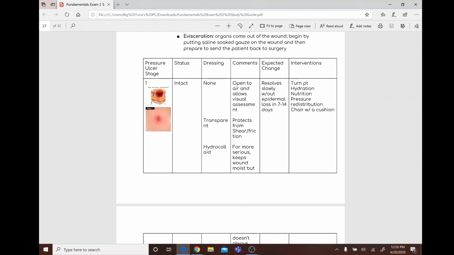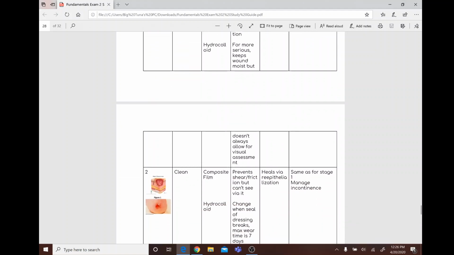All right, what is the expected change of a stage 1 pressure ulcer? Resolve slowly without epidermal loss in 7 to 14 days. What are the interventions for a stage 1 pressure ulcer? Turn patient, hydration, nutrition, pressure redistribution, chair with the cushion.